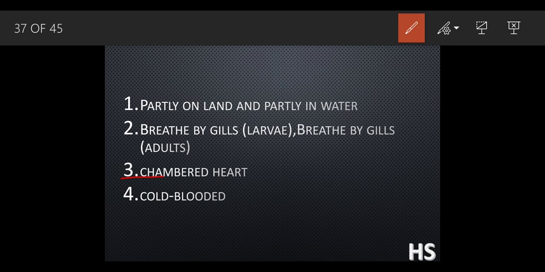And they have the 3-chambered heart. What do you mean by 3 chambers? Suppose this is a heart, like this, 3 chambers: 1, 2, 3. They have the 3-chamber heart. Even they are cold-blooded animals. What does that mean? They can't regulate their body temperature.